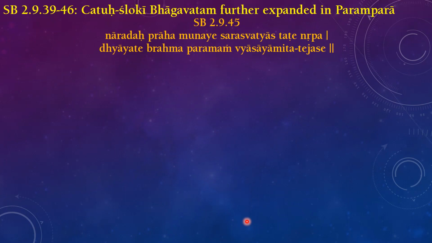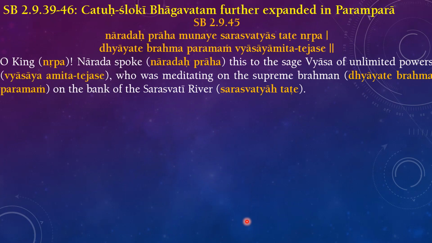Narada praha munaye sarasvatyastate nripa dhyayate brahma paramam vyasam amita-tejasa. Narada spoke to the sage Vyasa of unlimited powers, who was meditating on the Supreme Brahman on the bank of the Saraswati River.